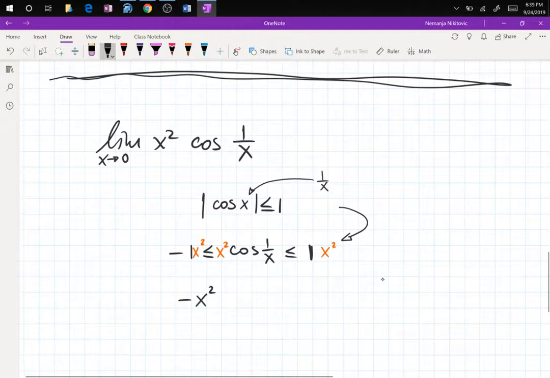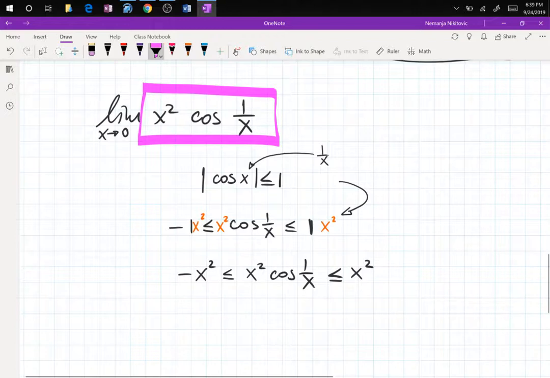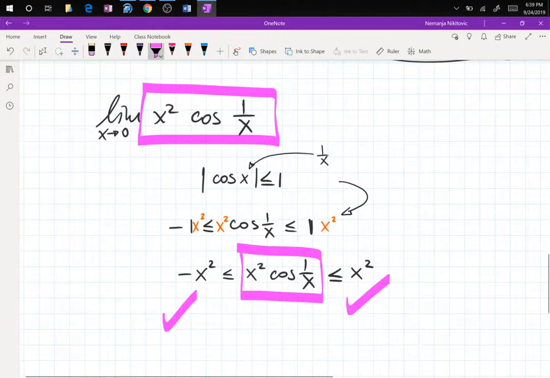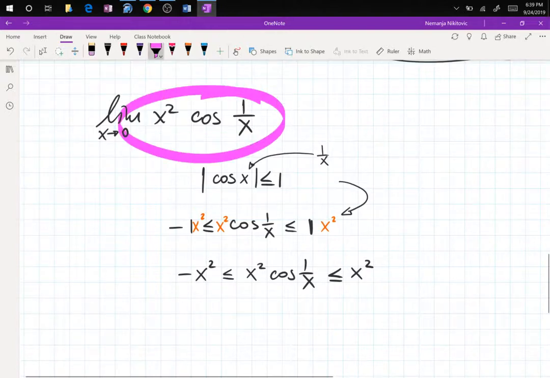negative x squared less than or equal to x squared cosine 1 over x less than or equal to x squared. And now you see that the function that we are examining in the limit is squeezed in between two functions that are easy to deal with. So we constructed these. We don't guess them, we construct them from what we have to start.